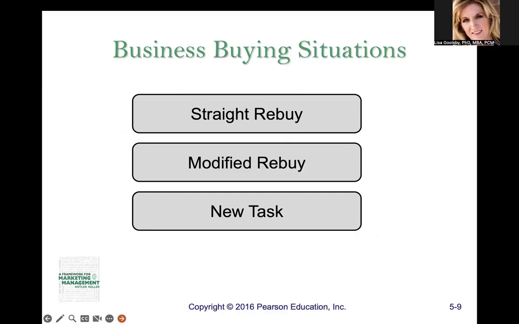I can do a modified rebuy, where I'm changing up the order quantities, or I may switch out and order a new or different product. And then you have a new task, where you're adding something new or doing something differently. Typically you're going to need more information. You might need the help of a sales rep. You might need some education on a product or service if you're doing something new that you've never done before.